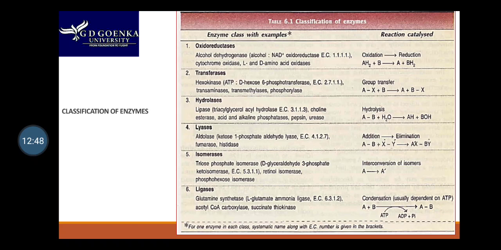Ligase is the last class of enzyme classification, where examples are glutamine synthetase, acetyl coenzyme A carboxylase, succinate thiokinase. Ligase catalyzes condensation reactions, usually dependent on ATP. So A is one compound, B is another compound. A and B will be joined together and make AB. It's similar to the lyase, but here the reaction is dependent on ATP. So ATP breakdown releases energy which helps to join A and B to make AB. So here we studied the classification of enzymes.